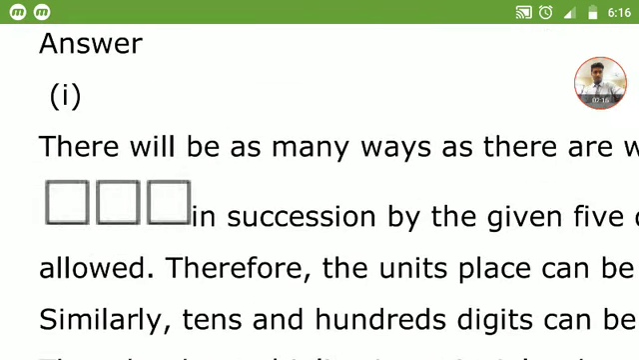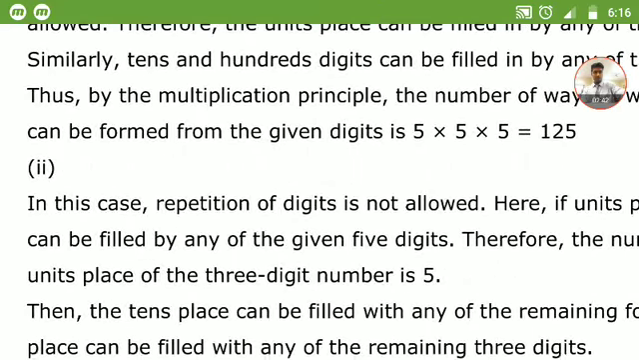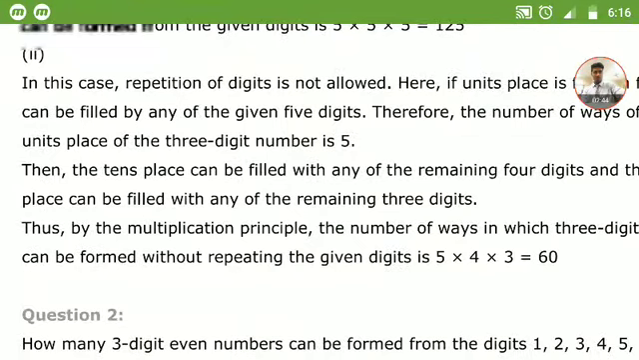Now, repetition of the digits not allowed. Supposing we have these three spaces, the units place we can fill up in 5 ways. After we have filled it in 5 ways, we are left with 4 numbers. Supposing I filled up 4 in the units place, we are left with 1, 2, 3, and 5. So the tens place can be filled up in 4 ways, and supposing we filled up 1, you are left with 2, 3, and 5. So the hundreds place can be filled up in only 3 ways. You have to mention all these things. It's 5 into 4 into 3, 60.